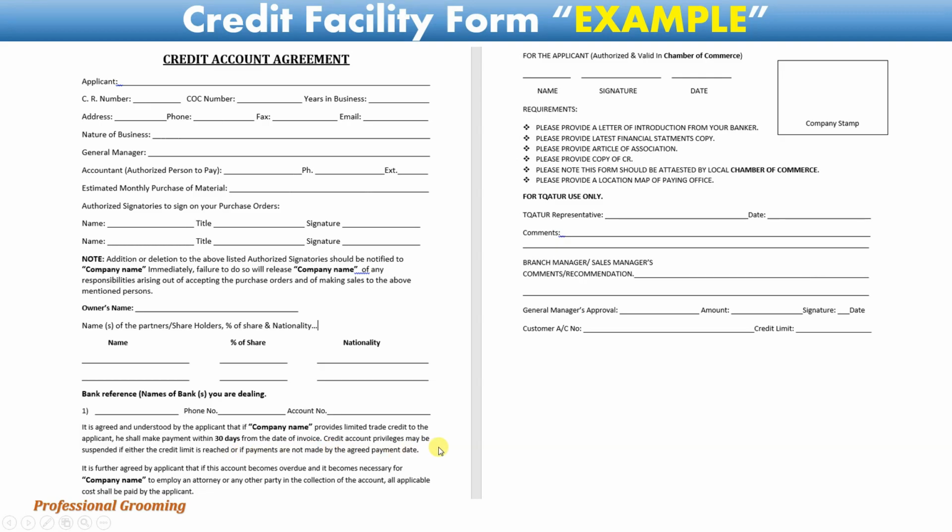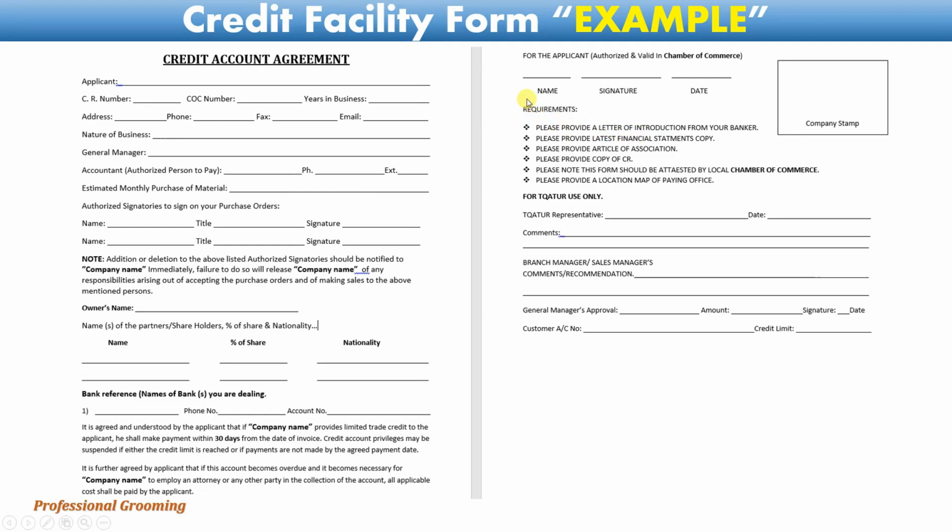So these are the terms and the credit facility form. They should make it chamber stamped, like the government stamp of any authority. Like if you are in Pakistan, Saudi Arabia, India, anywhere, you should have a legal stamp here. So if the company is not going to pay you, you can sue.